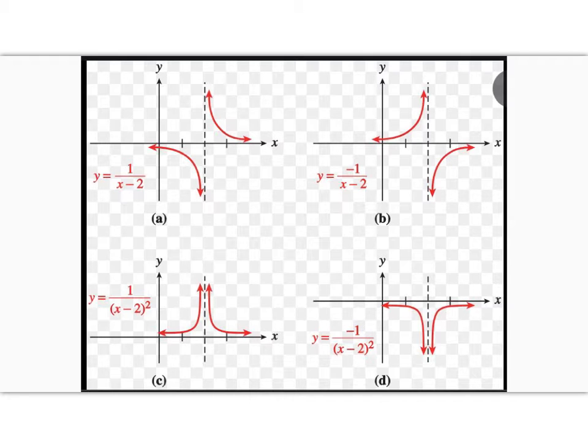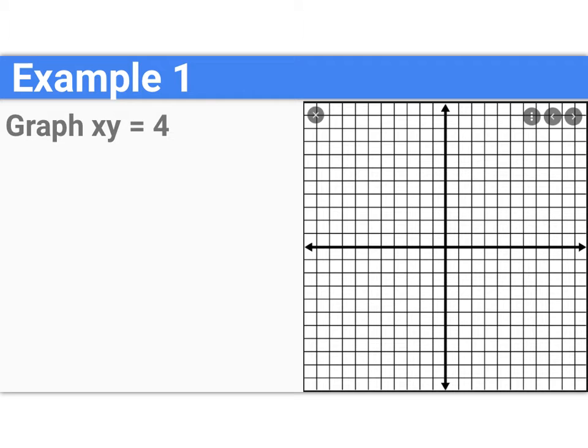So it's very important that we start looking at excluded values, because excluded values make up the asymptotes, the vertical asymptotes at least. So let's look at an example. All right, so graph xy equals 4.